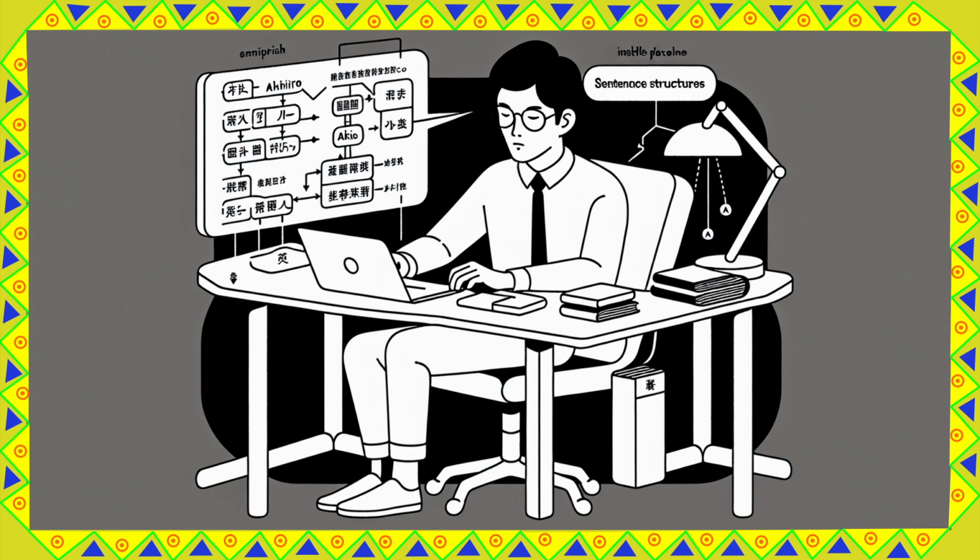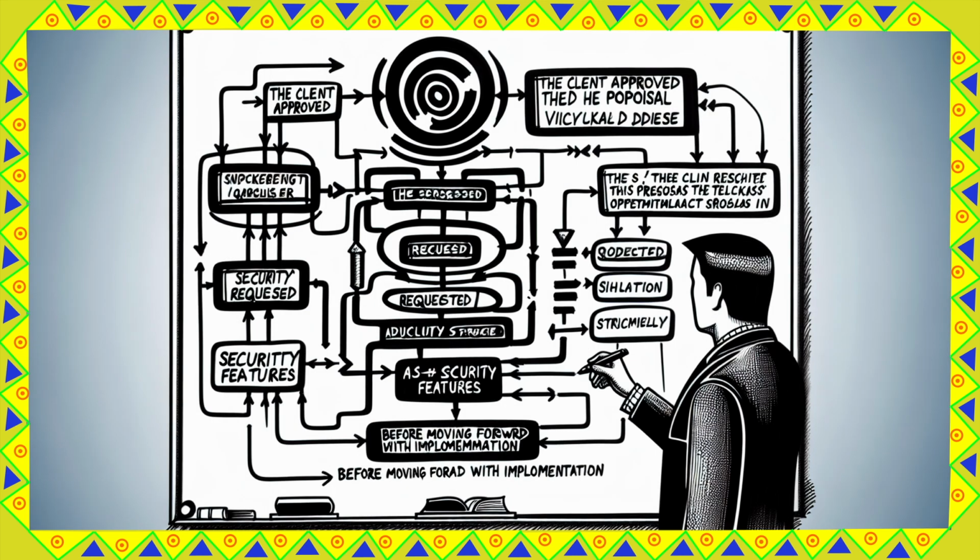The client approved the proposal but requested additional security features before moving forward with implementation. This time, he listened specifically for SVO patterns. Breaking it down this way, the meaning became crystal clear. There were essentially two messages. The client had approved their proposal, and the client had requested more security features.